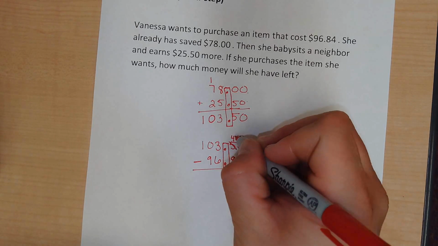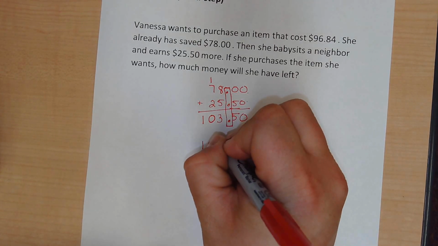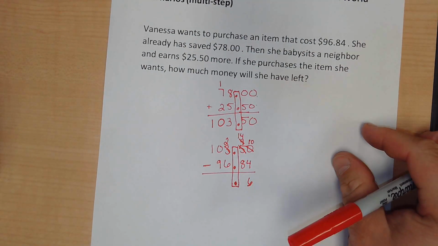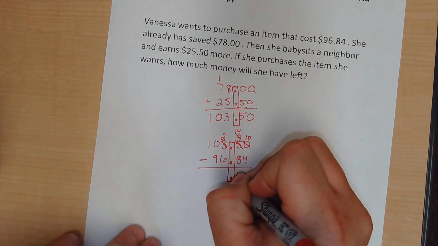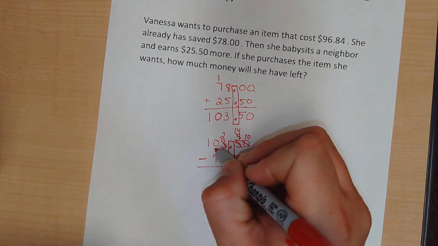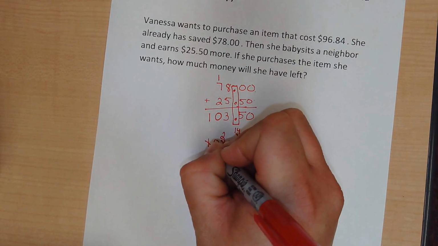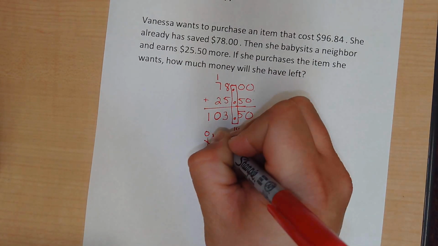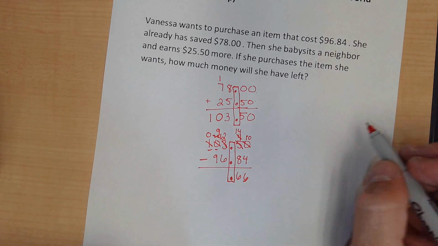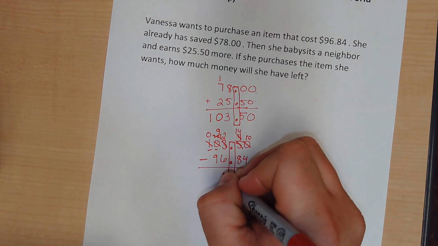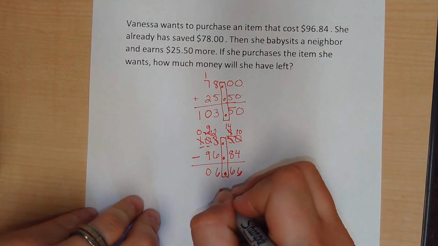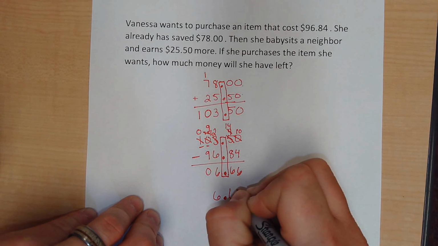All right, so 4 take away 8 I can't do, so I need to regroup. This is now 2 whole dollars, and I'm breaking this into 14 tenths. 14 tenths minus 8 tenths is 6 tenths. Okay, 2 take away 6, I cannot do that. I can't go to the tens place because I have no tens, so I need to regroup from the hundreds place. I'm going to take my 100, so I'm going to have 0 hundreds left. I'm going to break that into 10 tens, and take one of those tens and make that now 12 ones. So 12 minus 6 is 6 wholes. And 9 tens minus 9 tens is 0 tens. So she will have $6.66 left.